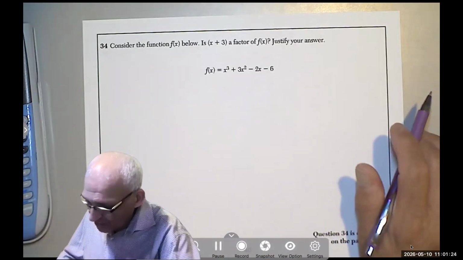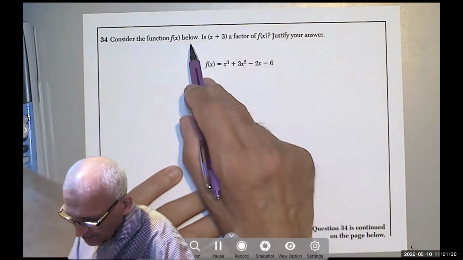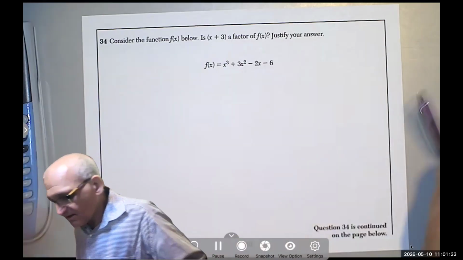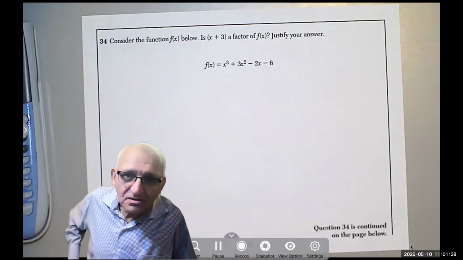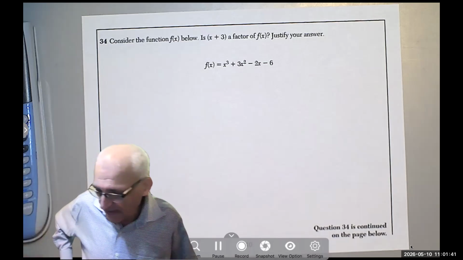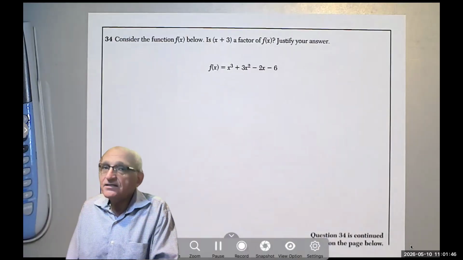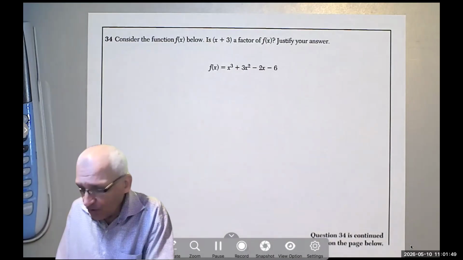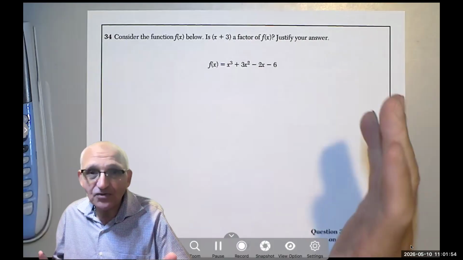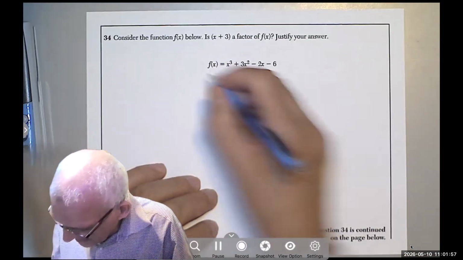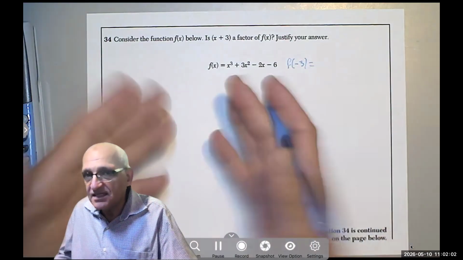When we move to the second one, it tells you, consider the function f of x, it's a cubic function below. Is x plus 3 a factor of f of x? Justify your answer. I have really 2 or maybe 3 ways to do it. I can use long division. I can use synthetic division, or I simply can substitute -3. So really any of those would be correct. Meaning, if I say f of -3 and see if I get 0, because if I get 0, it means, yes, it is a factor.